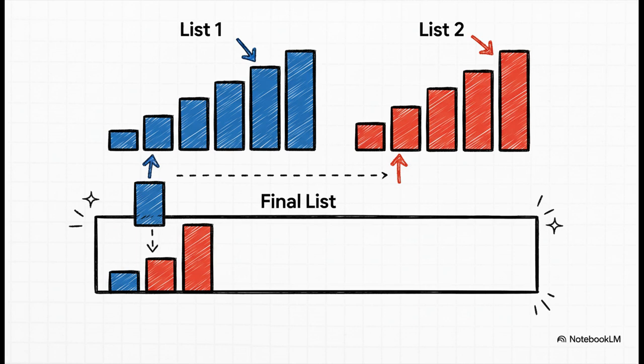And now for the grand finale. The algorithm merges these last two sorted lists. It just needs to walk down both of them at the same time, picking the smaller number each time to create the final perfectly ordered list. It's an incredibly efficient and, honestly, kind of beautiful solution.